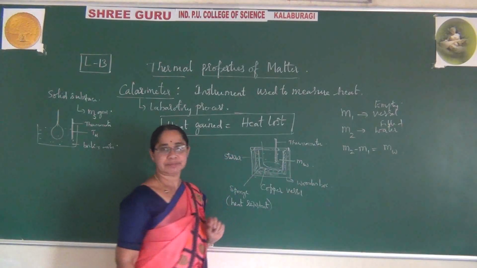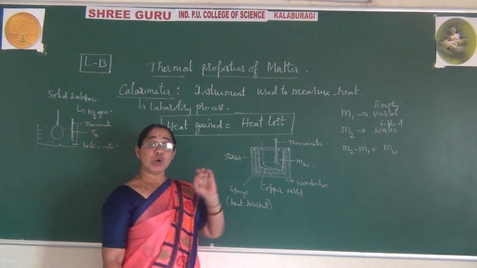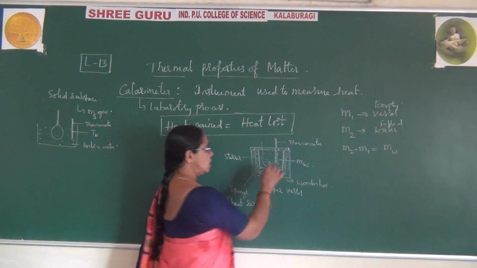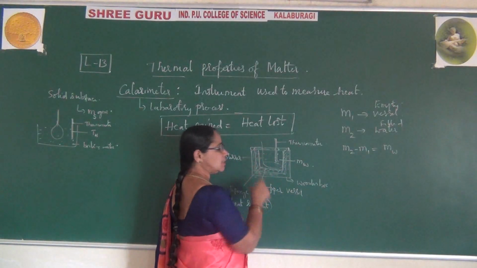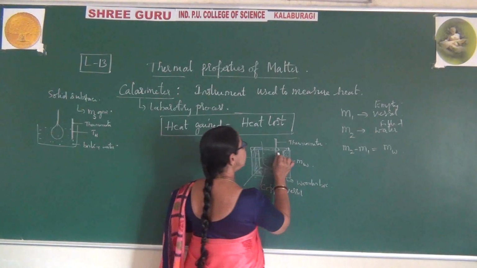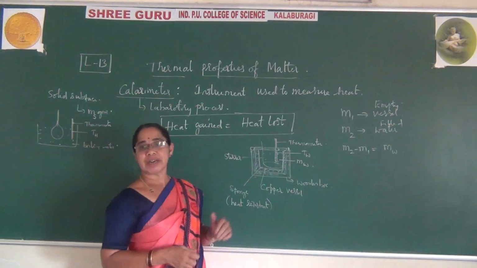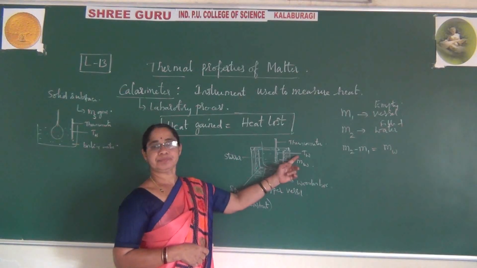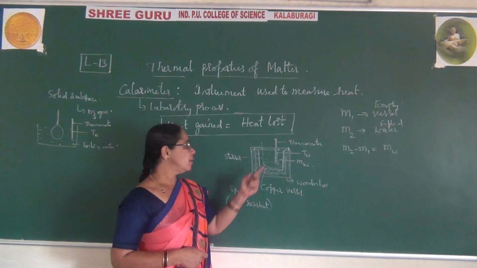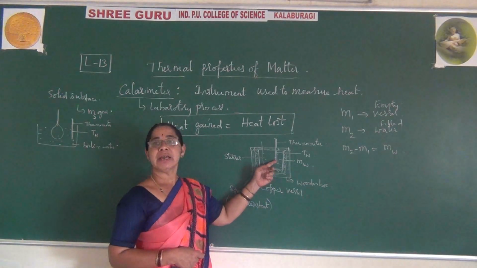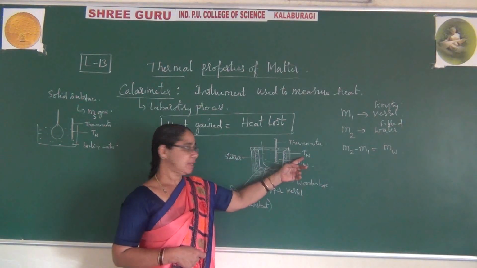Again I insert the thermometer here, and we note down the temperature of this water. We just write it as T water, meaning the temperature of water. Initially we fill water and note down its temperature, and that is taken as the temperature of water, TW.